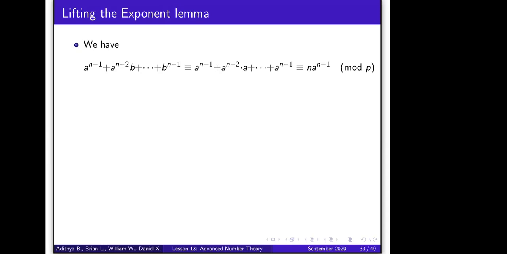Is this first step understandable? We're using the condition p divides a minus b here. So modulo p, a and b look the same. So now we have that this is congruent to n times a to the n minus 1 mod p. How can we argue that this is not 0?